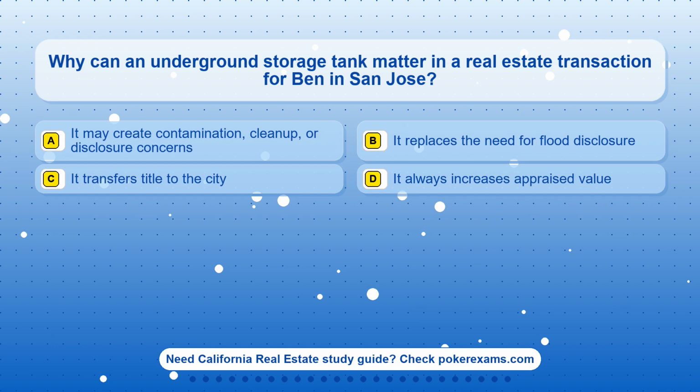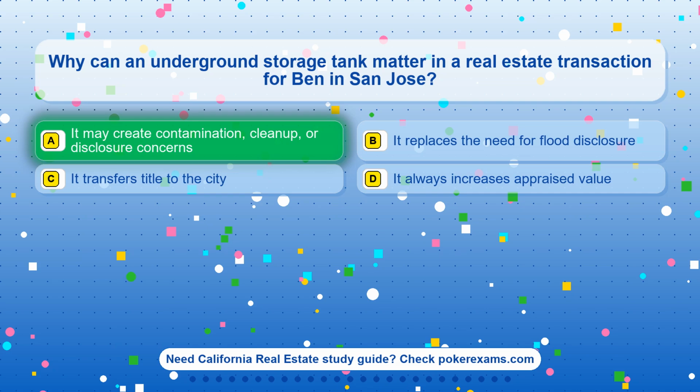Question 16. Why can an underground storage tank matter in a real estate transaction for Ben in San Jose? Option A, it may create contamination, cleanup, or disclosure concerns. Option B, it replaces the need for flood disclosure. Option C, it transfers title to the city. Option D, it always increases appraised value.